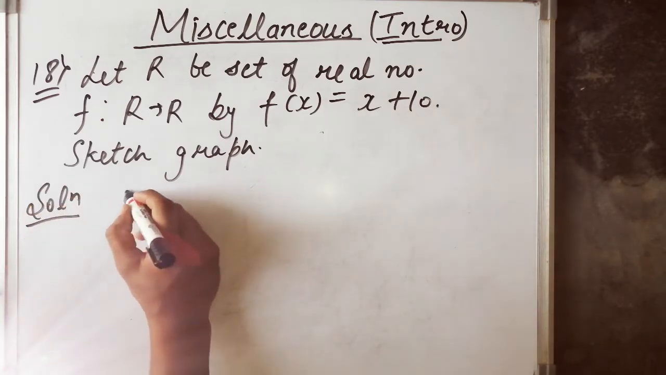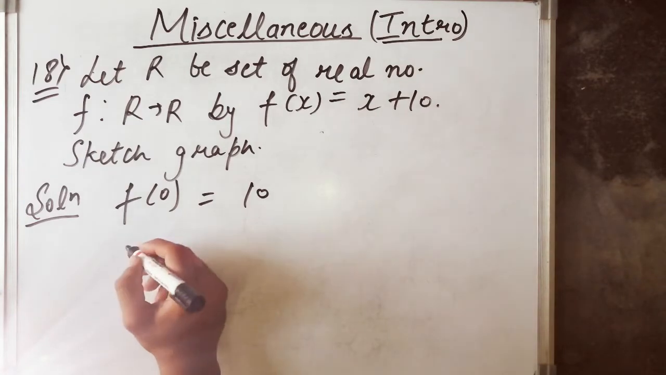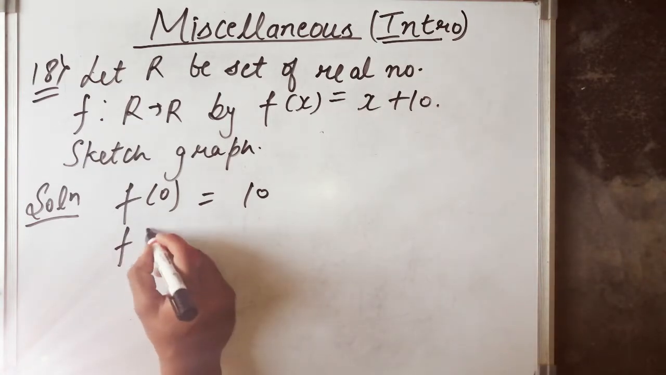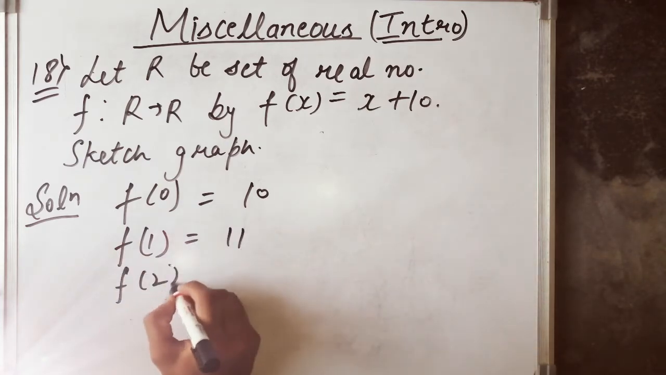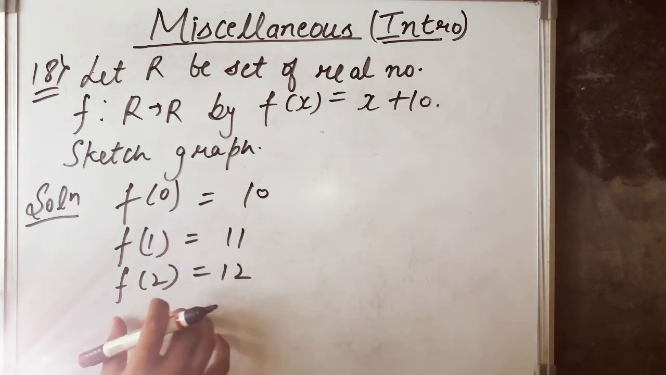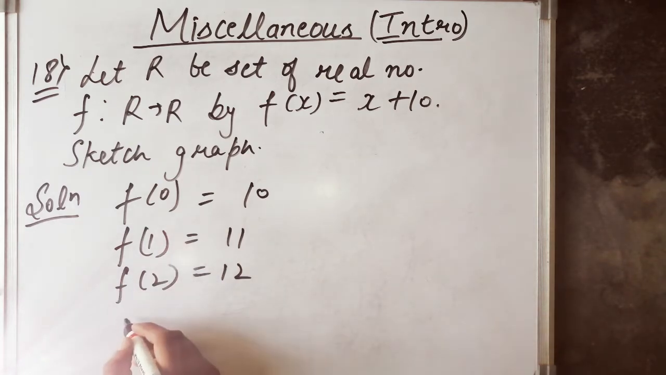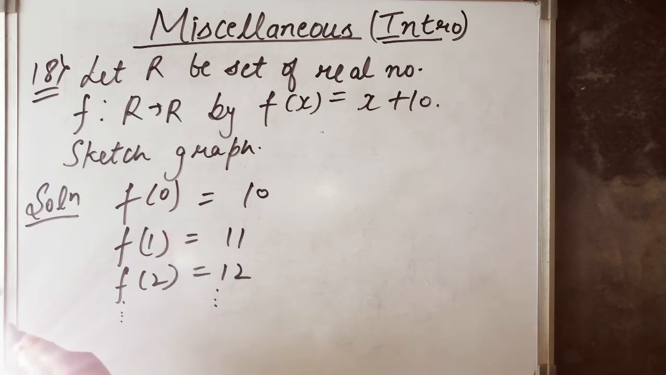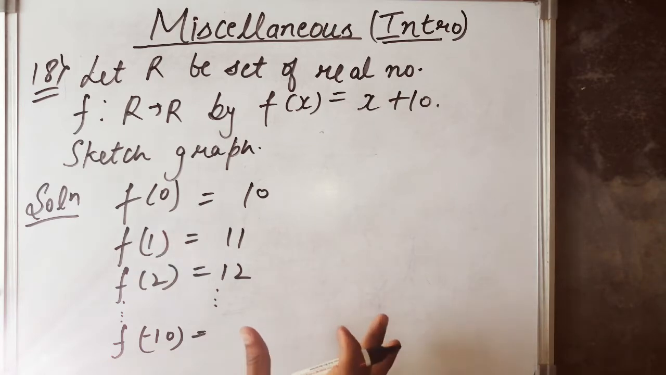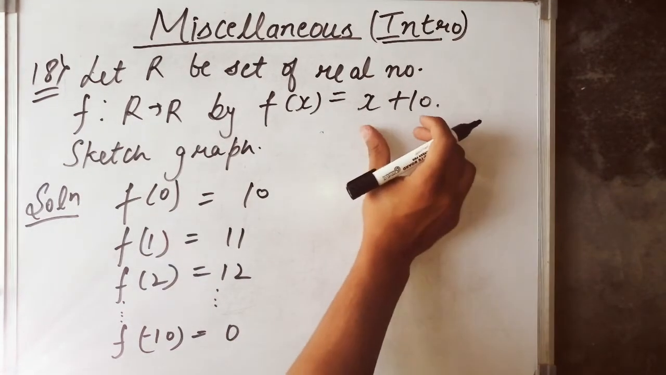Consider a few points. The function at 0 equals 10, because 0 plus 10 gives us 10. When we take the function at 1 we have 11, at 2 we have 12, and it continues like this. Let's take a last point, f of minus 10. What will f of minus 10 give us? Minus 10 plus 10 gives us 0.